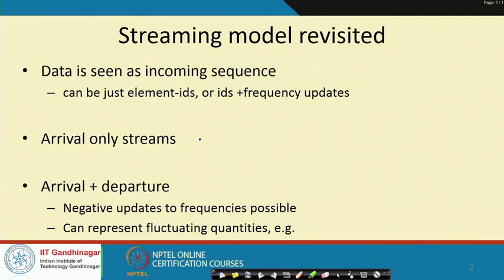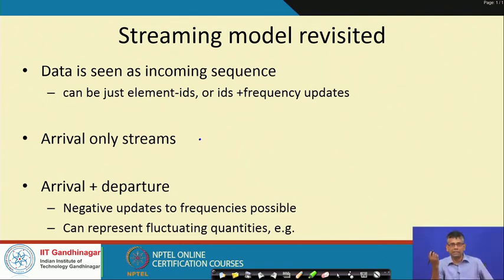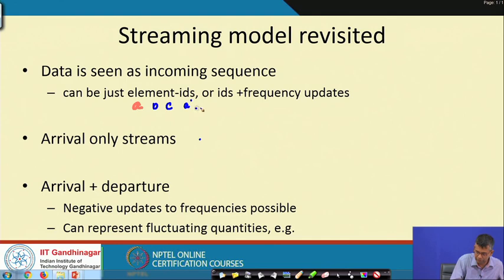Before we start the lecture, we'll revisit the streaming model that we have been talking about. In this model, we are seeing data as an incoming sequence, and this sequence could be element IDs. For instance, we are getting ID A, ID A, or ID B, or ID C, ID A prime and so on.